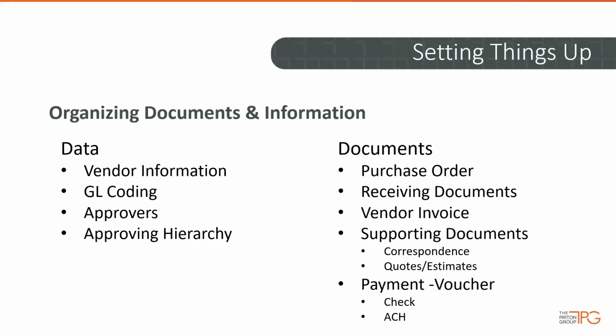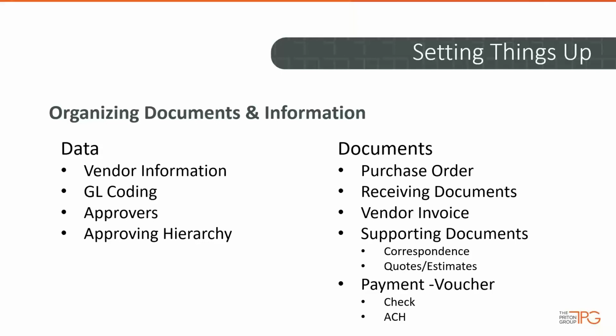The data, on the left-hand side, consists of the vendor information, the GL coding, the approvers involved in the process, and the approver hierarchies, oftentimes referred to as the ladder, which allows for the additional approvals as necessary based on dollar thresholds, as an example. We also design our AP solution to allow the capture and organization of the documents related to the AP invoice that's being approved.